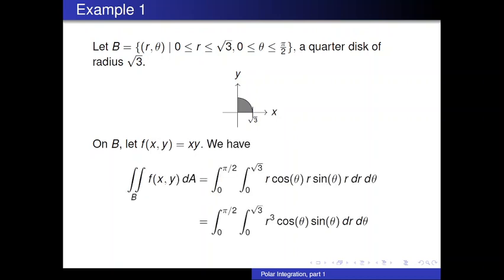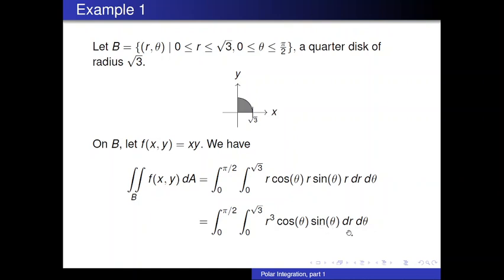And we'll use the formula from the previous page. So we'll have the integral from 0 to pi over 2 of the integral from 0 to the square root of 3 of now xy becomes r cosine theta times r sine theta. And don't forget this Jacobian determinant, r. Okay, so we can clean this up here. We get r cubed times cosine theta times sine of theta.